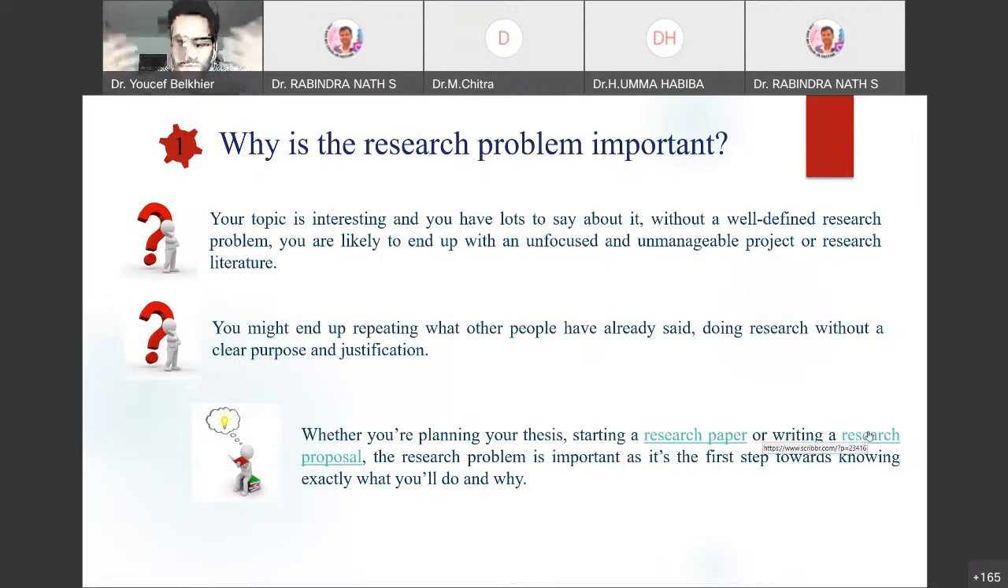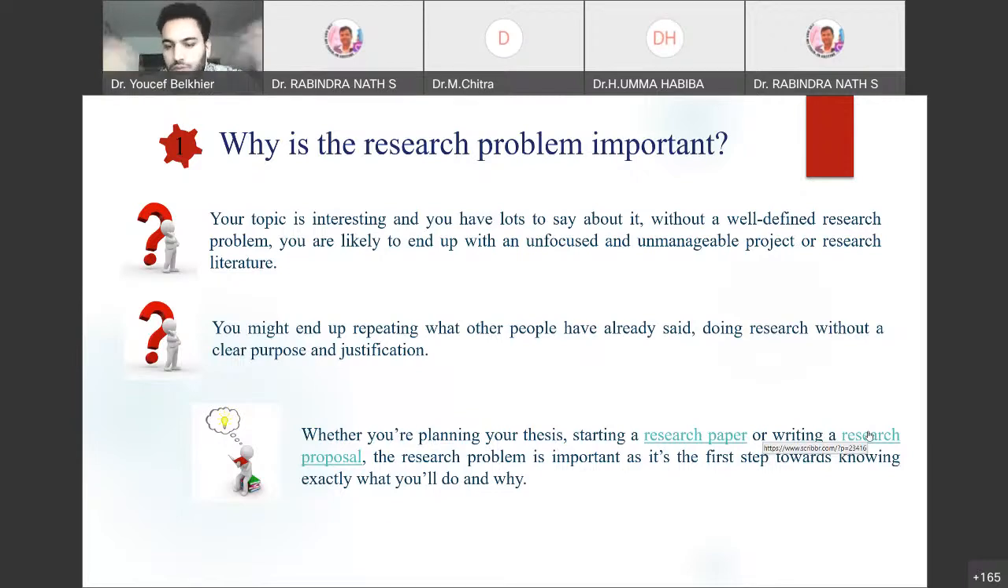Without a well-defined research problem, you are likely to end up with an unfocused and unmanageable project or research literature. If you don't define clearly what the problem and the objectives are that you are going to resolve, you cannot interest the scientific community, and your papers or your work will not be accepted or will not be interesting. So you may end up repeating what other people have already said, without a clear purpose and justification.